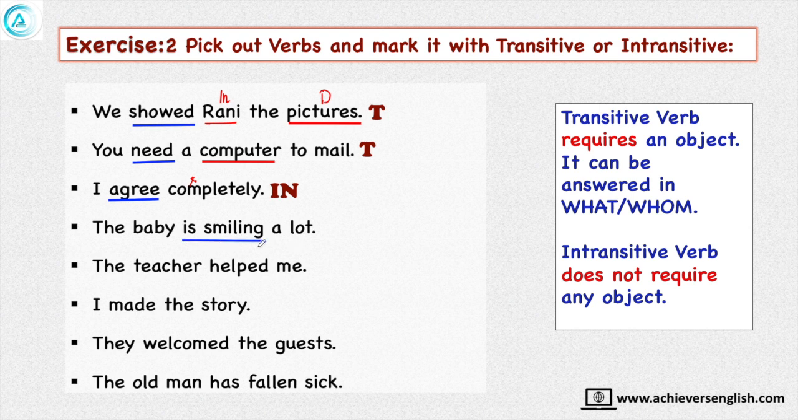The baby is smiling a lot. Is smiling is a verb. No object after it. So, intransitive. The teacher helped me. Helped is a verb. The action is on to me. And we can also ask the teacher helped whom. So, answer is me. So, transitive.